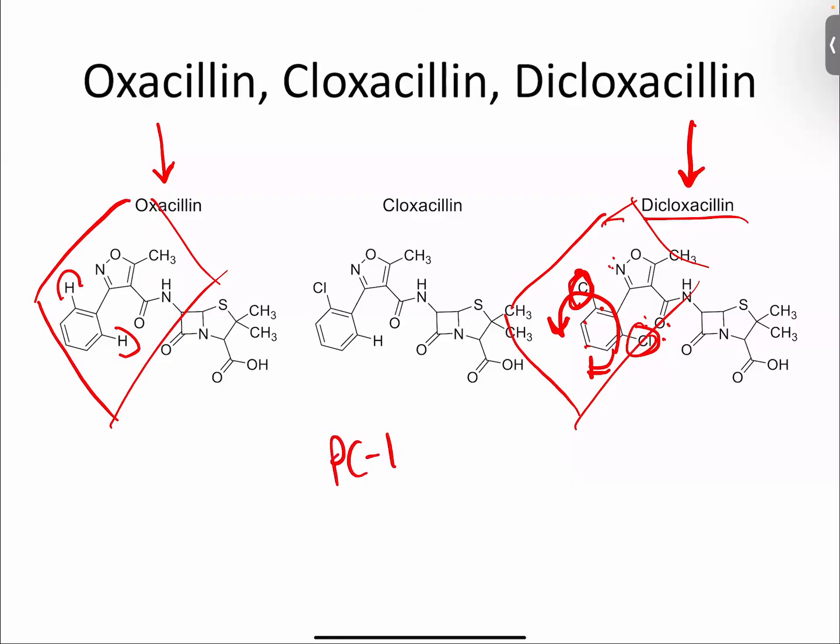The PC1 enzyme coming from the BLAZ gene that most Staph aureus have. If it's BLAZ positive, we pretty much refer to that as MSSA. If it's MEC-A positive, we call that MRSA. Okay.